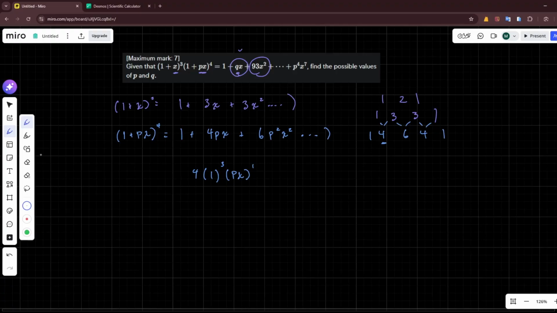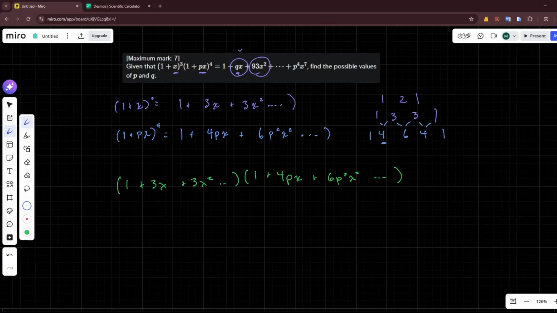What we have then is basically these two expansions multiplied together. So we're going to have 1 plus 3x plus 3x squared, times 1 plus 4px plus 6p squared x squared, and then again. So these are two expansions that are now multiplied together in the way that you might multiply factors in a quadratic or something like that.